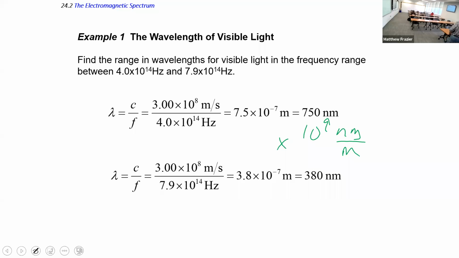When I worked in the lab, I worked with an infrared laser, and it was 800 nanometers, and I swear I could see it. I mean, it projected on the wall.